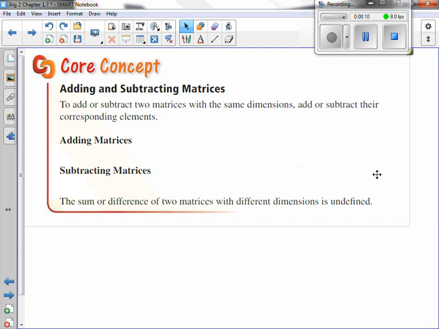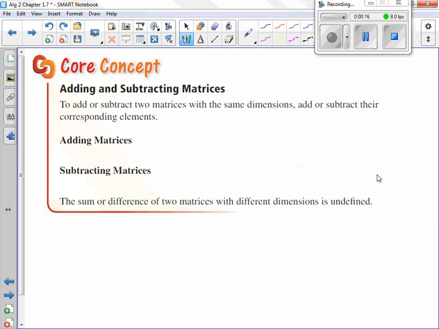So we add or subtract two matrices. One of the things is that the dimensions have to be the same. They have to have the same dimensions for us to be able to add or subtract. So if two matrices we're going to add or subtract, they have to have the same dimensions. They have to have the same number of rows and columns. If they do, we can add them together or subtract them.